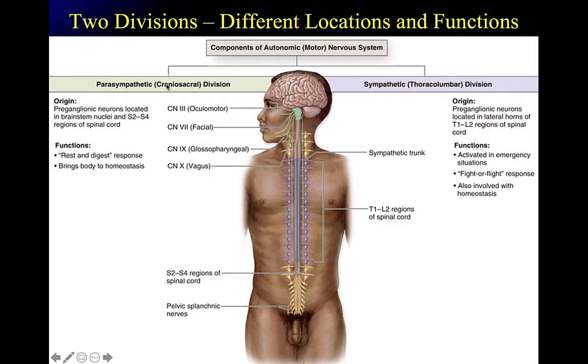Craniosacral means we have cranial nerves involved: cranial nerve 3, the oculomotor nerve, the facial, glossopharyngeal, and vagus nerves as well, and also a small component of the trigeminal nerve. Then we have S2 to S4, the sacral component. So there are portions of the parasympathetic division that come from the spinal cord. The sympathetic division is thoracolumbar, so from the T1 to L2 region of the spinal cord is where all of the sympathetic division impulses originate.